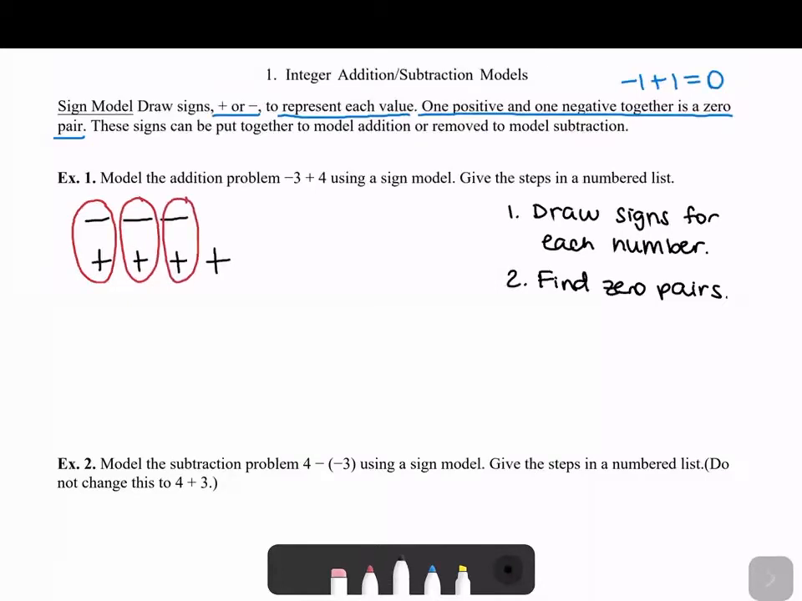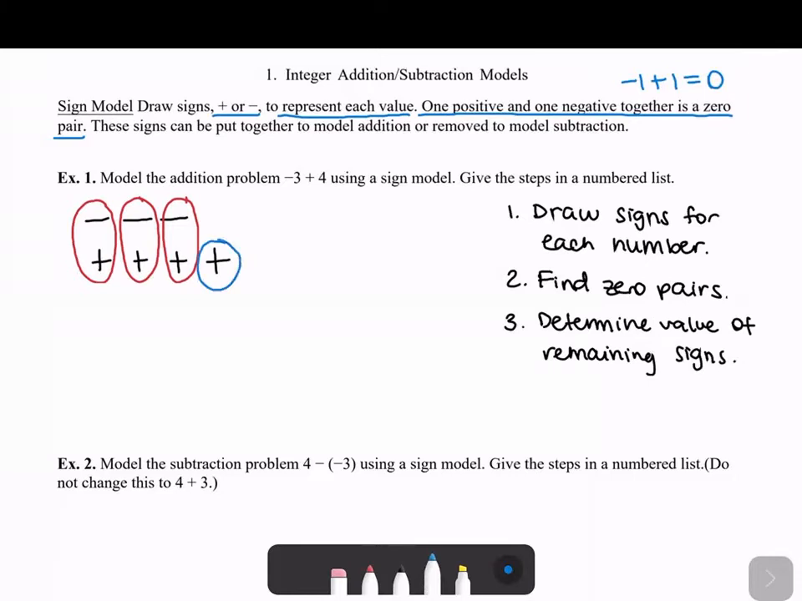Okay, and so once we've done our regrouping step, finding our zero pairs, we are going to then determine the value of the remaining signs, right? So after we cancel out our zero pairs, we're going to find what's remaining, and that is this plus right here. So we have 1 positive left. So that's going to tell us that -3 plus 4 is +1.